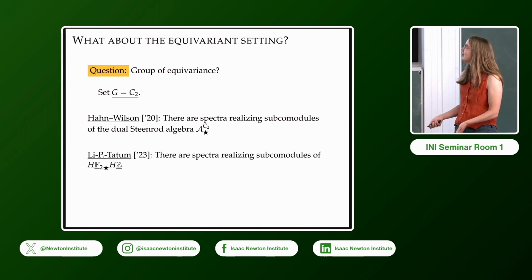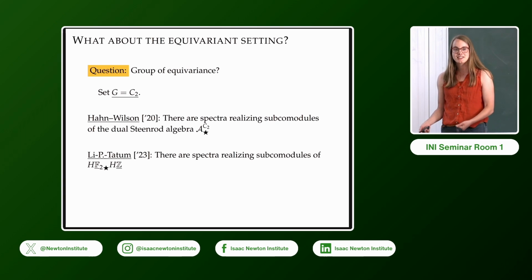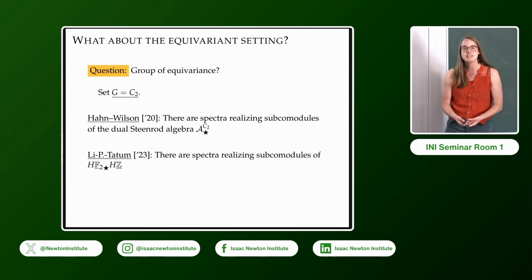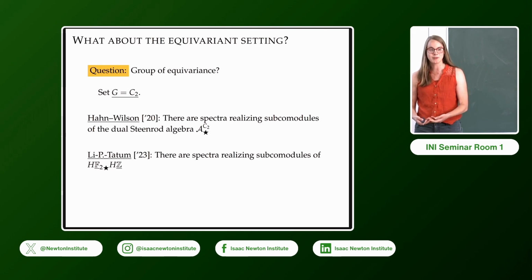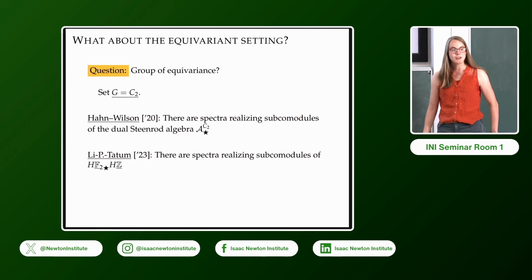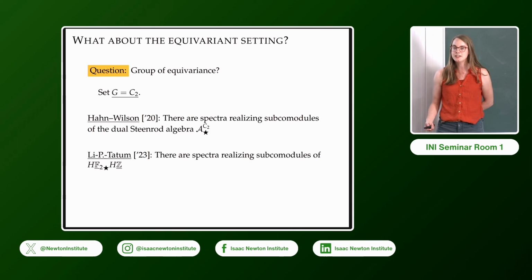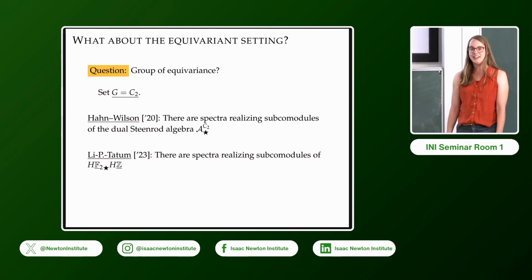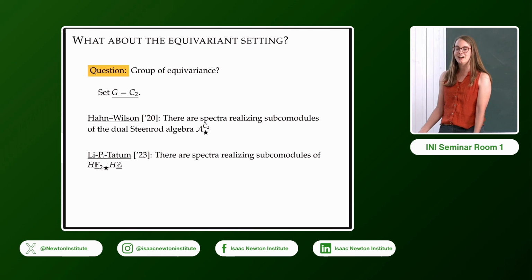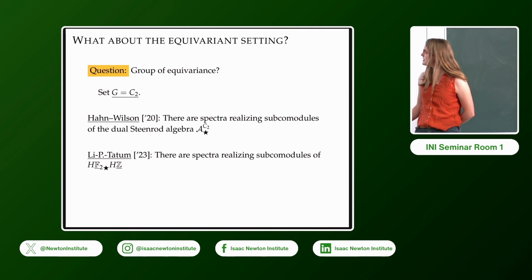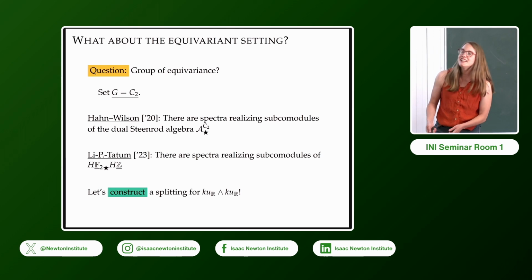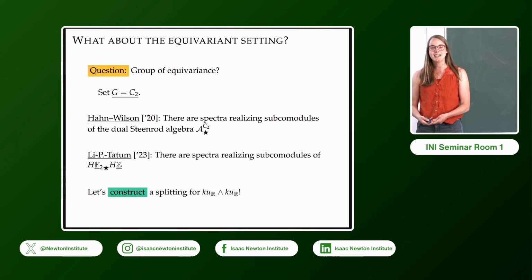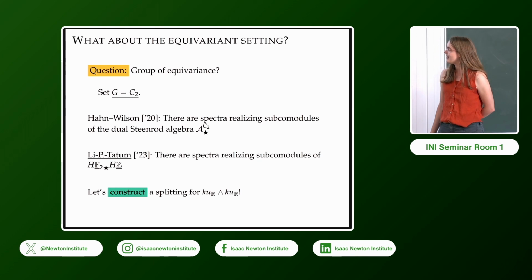And at odd primes, one could certainly ask a similar question because the C_p equivariant dual Steenrod algebra has been computed. But as that's not even free over the coefficients, the computational techniques you need would probably be much more involved. And also, I think at this point, it would be really not clear whether you should expect a splitting or not, even for those additional groups. Okay, so let's get into constructing a splitting for KU_R smash KU_R.